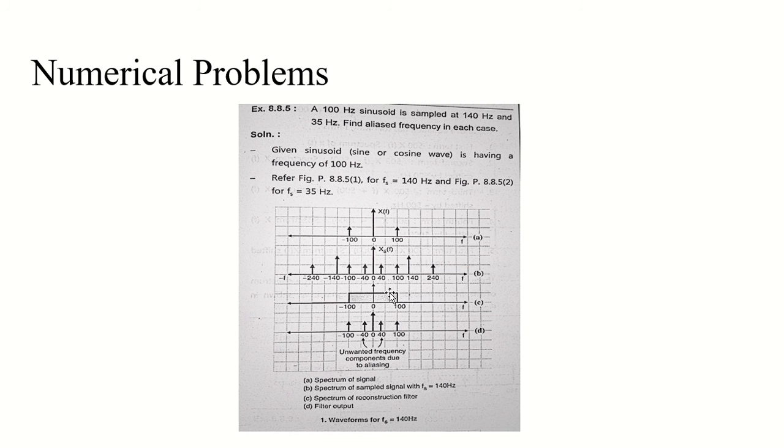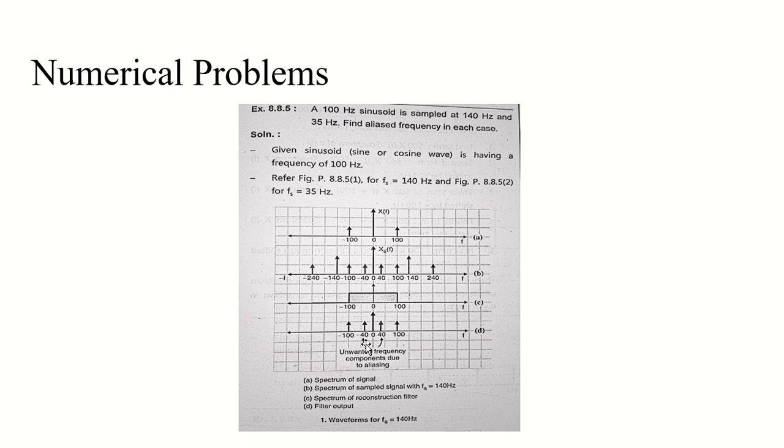Then your reconstruction filter. In the previous class we studied the reconstruction filter, and the spectrum of it is a rectangular wave, so it would be rectangular. And by adding them, what you will get? You will get the final output, right? Your final filtered output would be this, because your reconstruction filter is of 100 hertz, because your original sinusoidal signal was 100 hertz. So that would be your filter output, and these would be the unwanted frequency components which are generated because of aliasing. This will get overlapped here, right? So you have to avoid it.